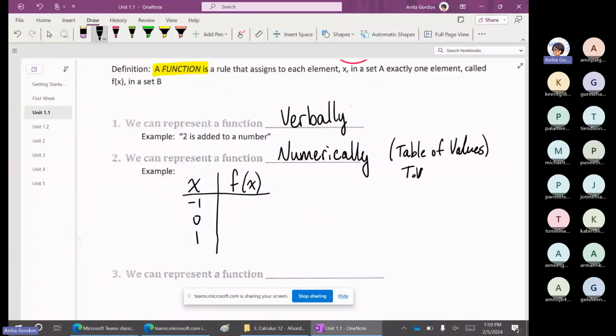Let's say we're testing these 3 points. The language says 2 is added to the number. So -1 plus 2 is +1, 0 plus 2, 1 plus 2. This is a numerical representation of the function as a table of values.